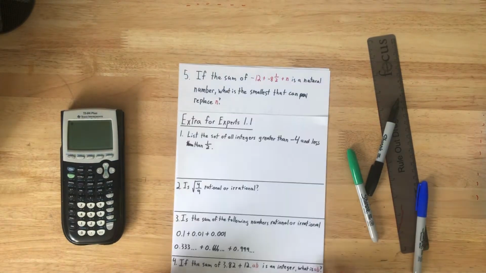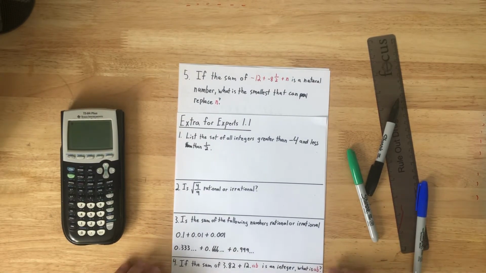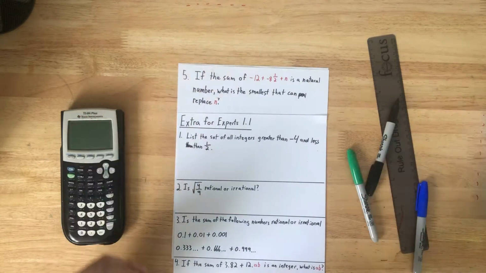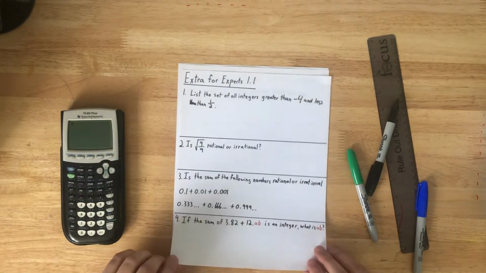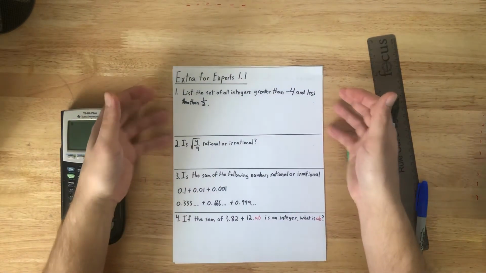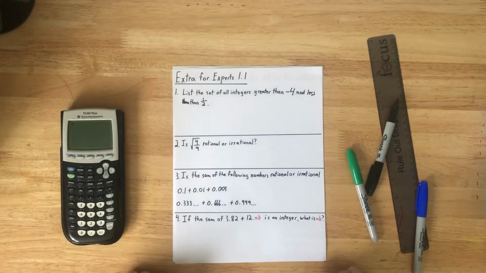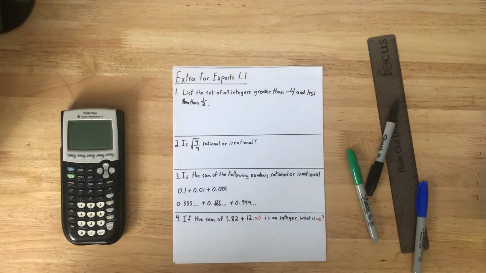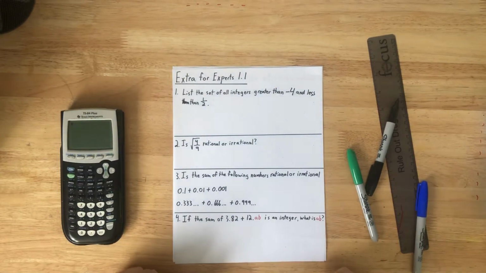There's also a fifth question over here. Pause the video and write that down, give it a shot. But here we're going to start with these ones here. So here we go. So what do we have here? We have: list the set of all integers greater than -4 and less than half.